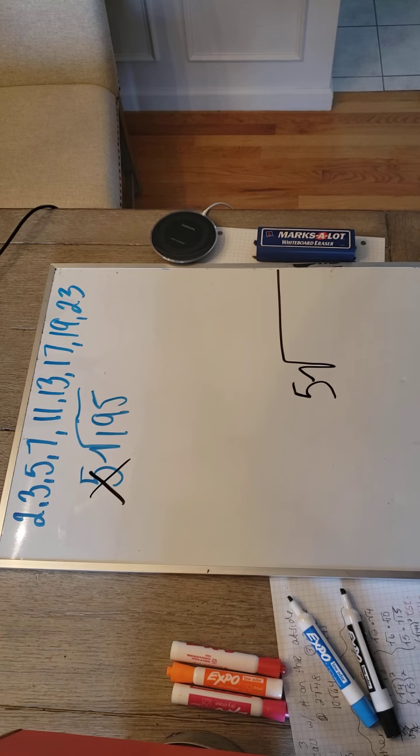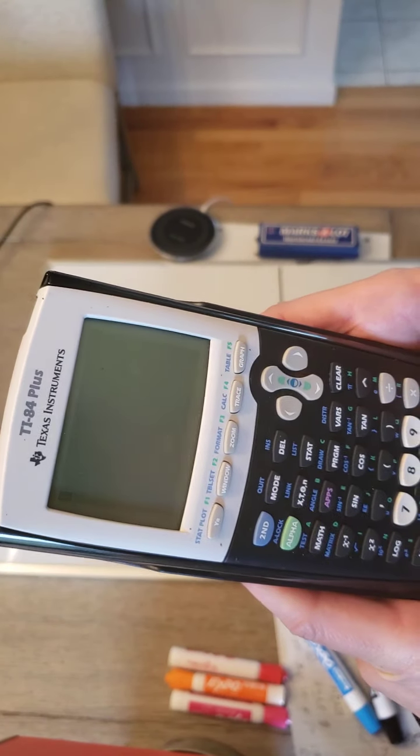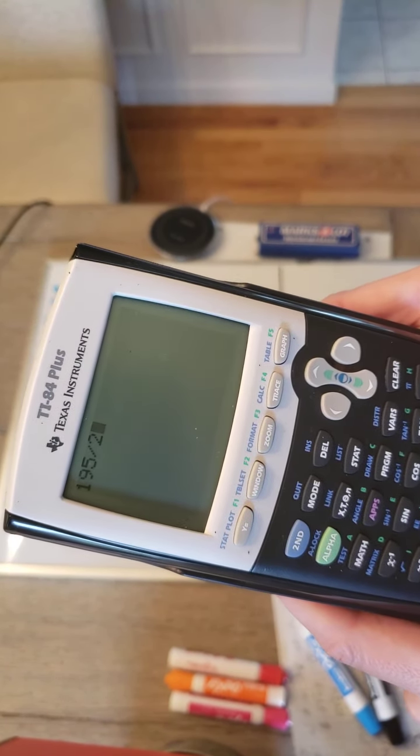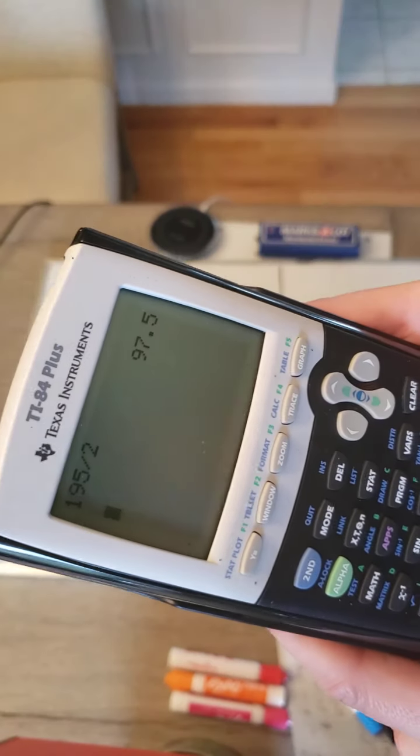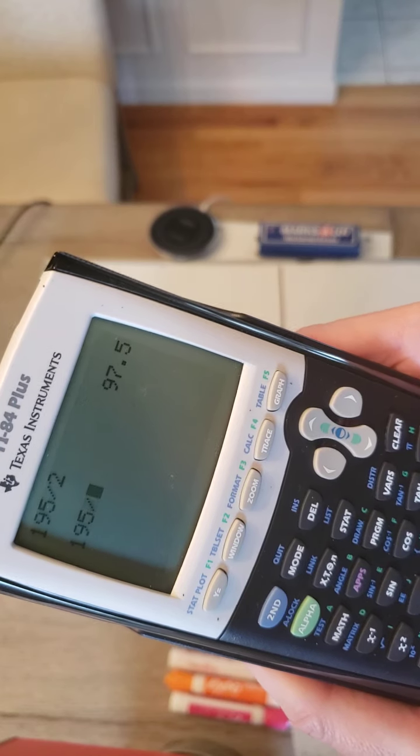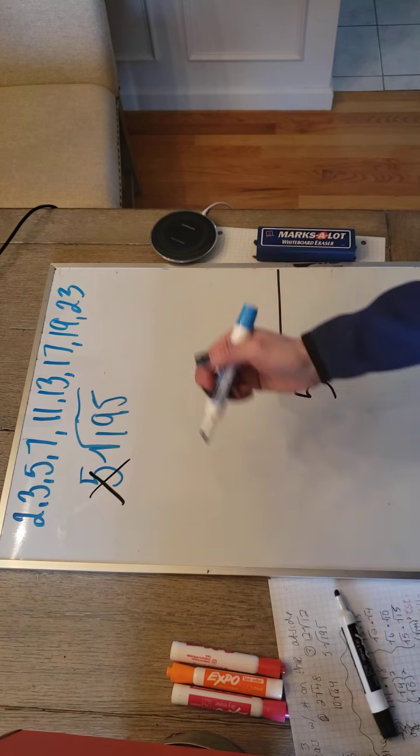If you have no idea what goes into 195, start with 2. Is 195 divisible by 2? No, it's not. We get a decimal, so move to 3. Is 195 divisible by 3? Yes, it is. 3 and 65.